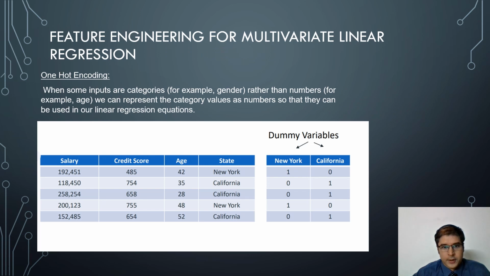Feature engineering for multivariate linear regression. We can do one-hot encoding when some inputs are categories rather than numbers. For example, state. We can represent the category values as numbers so that they can be used in our linear regression equations. So in this case, we have created dummy variables on the right, which are New York and California, and they have either 1 or 0 to say that the state is New York or California. So this is known as one-hot encoding.